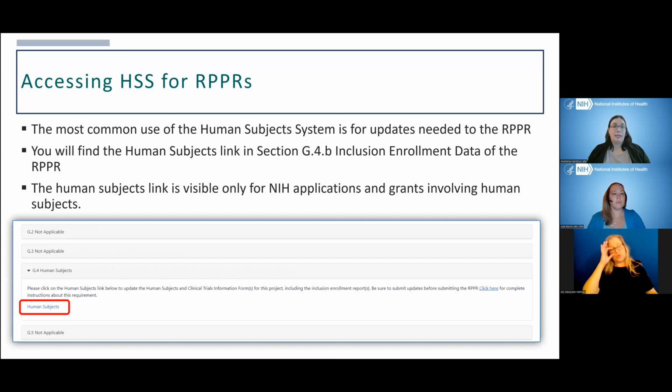So you can access the HSS system from the RPPR through section G4B in the inclusion enrollment data of the RPPR. The human subjects link is visible only for NIH applicants and grants involving human subjects.